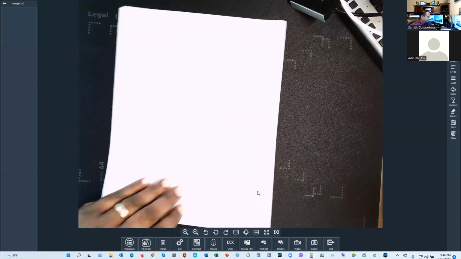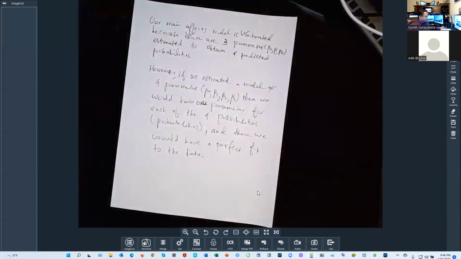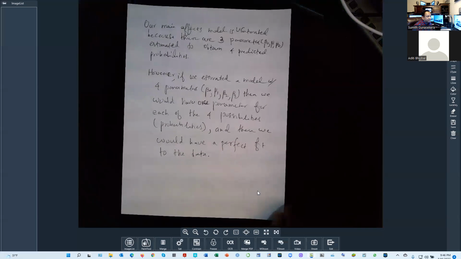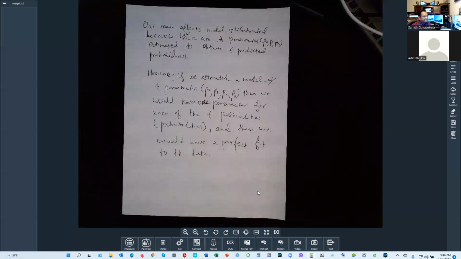You can remember this one. Our main effects model is unsaturated because there are 3 parameters estimated to obtain 4 predicted values. However, if we estimated a model with 4 parameters, then we would have 1 parameter for each possibility, and there we would have a perfect fit to the data.